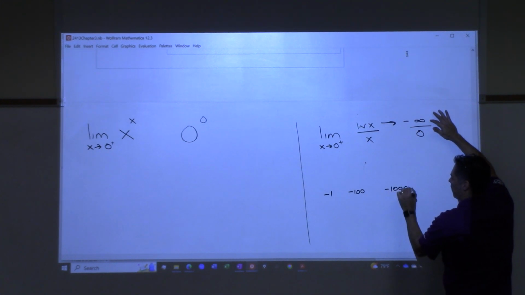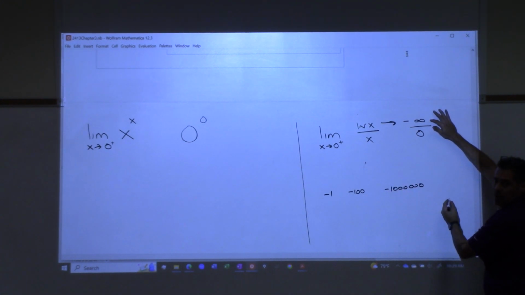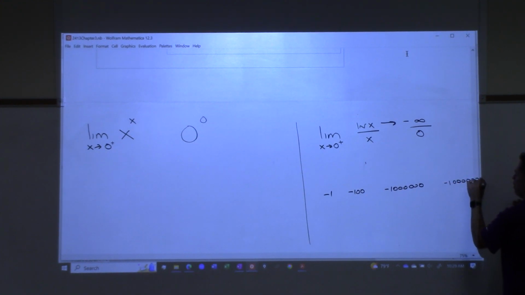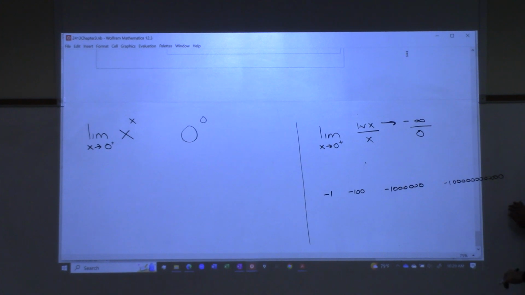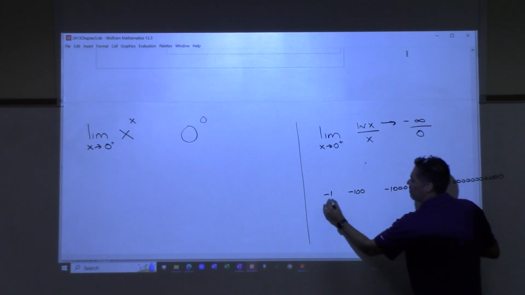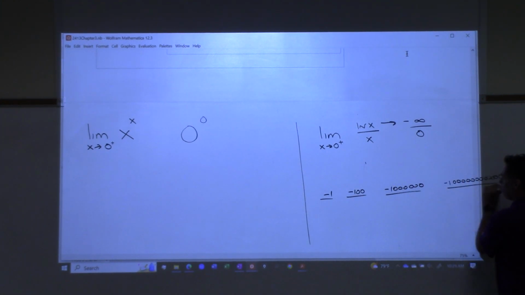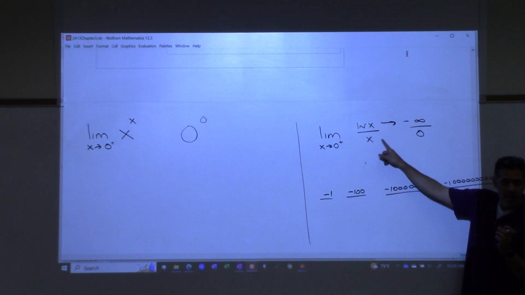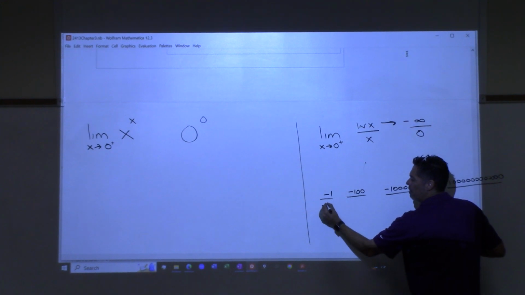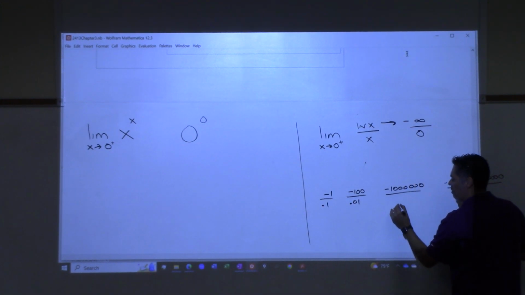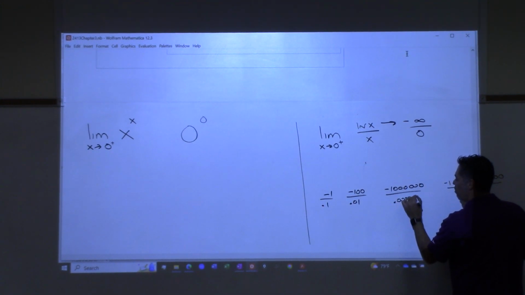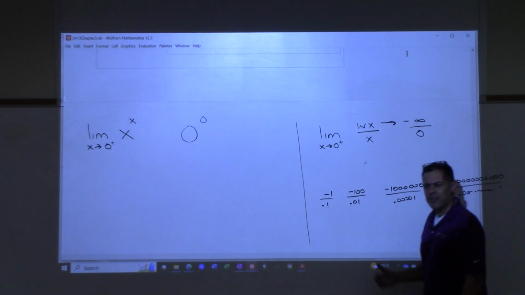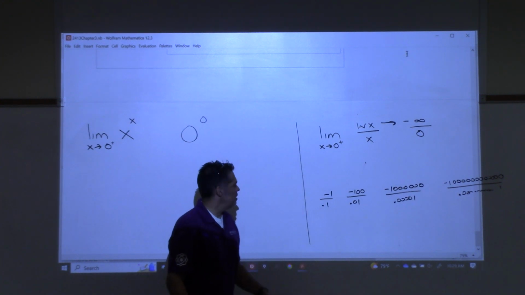Negative 1,000,000, right? And then I could keep going. We're taking those and we're dividing them by numbers that are getting what? Numbers that are getting smaller, headed to 0. So maybe this is 0.1, 0.01, 0.00001, 0.000000001. What happens here? What's going on?